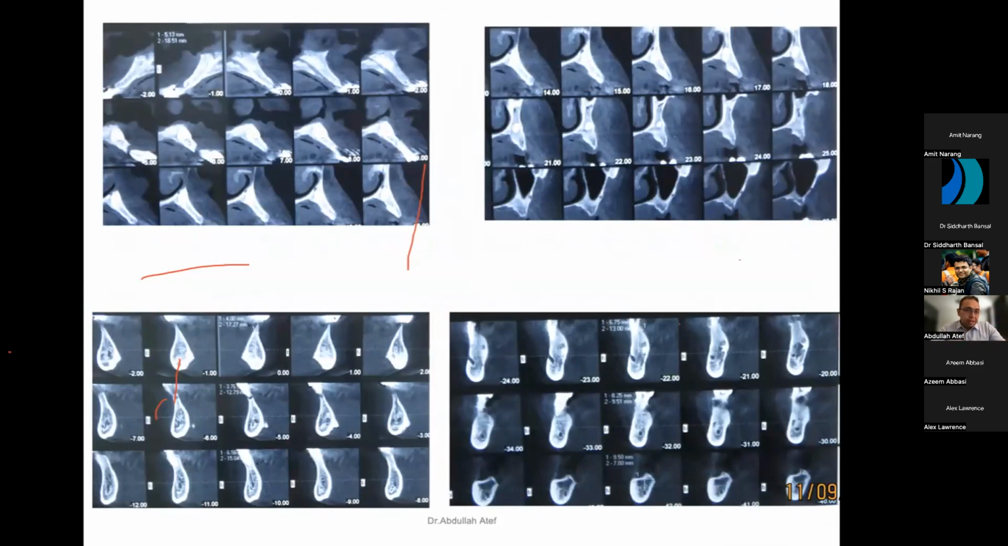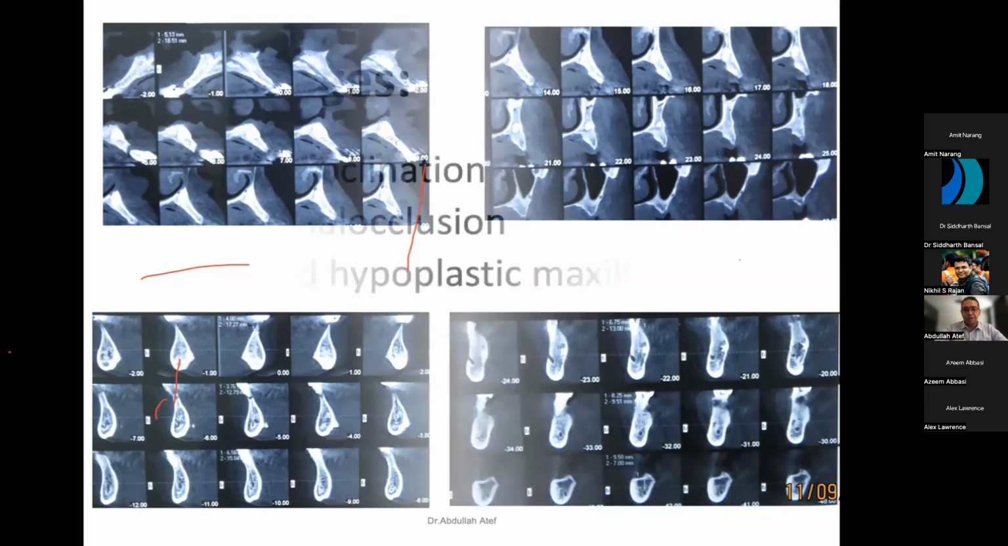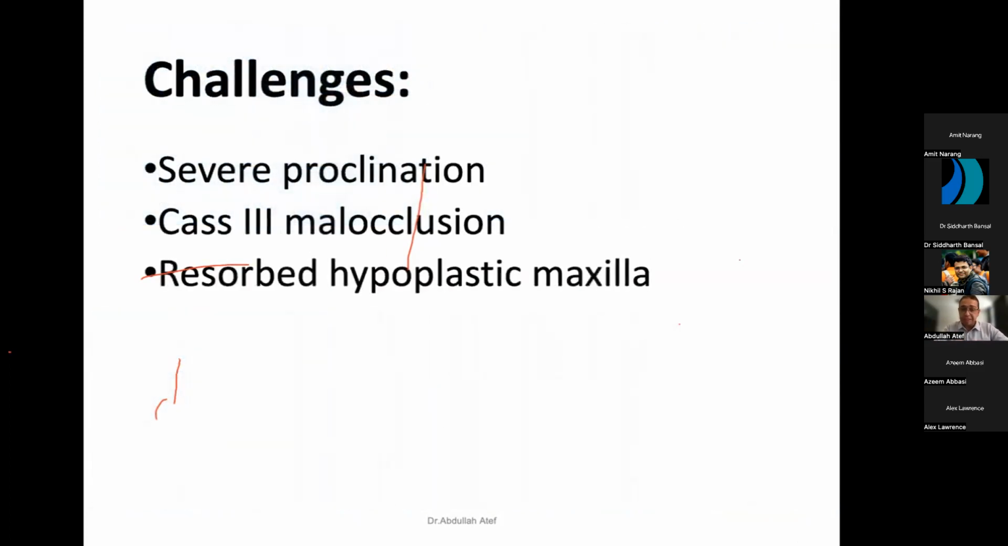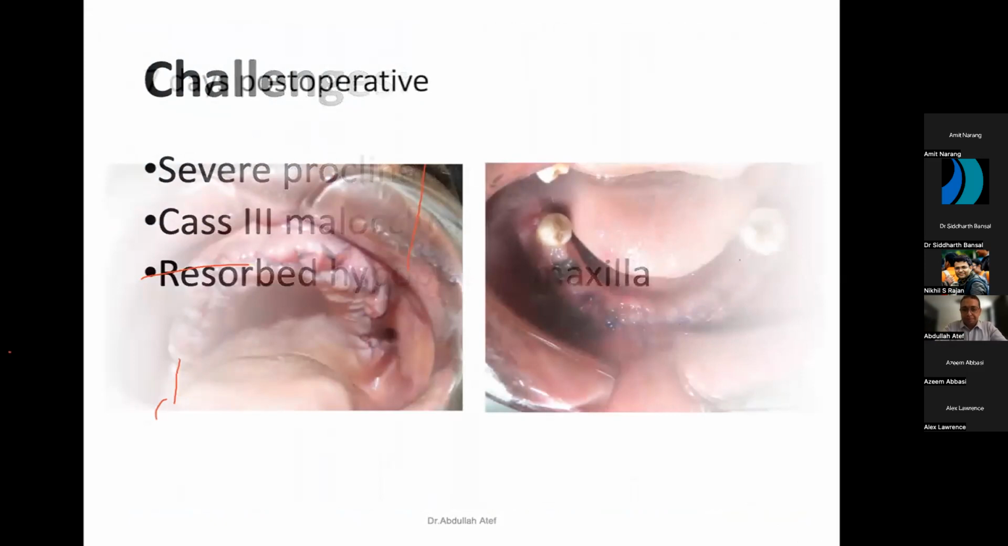so that we find here the cross sections of the alveolar bone, how very thin it is. How can we put these implants here? The width here in some areas is about 2 millimeter, 3 millimeter. To put an implant 3.7 or 4 millimeters is very difficult. Especially she has also a protruded maxilla and protruded mandible, so the challenges in such a case are severe proclination, class 3 malocclusion, and resorbed hypoplastic maxilla.